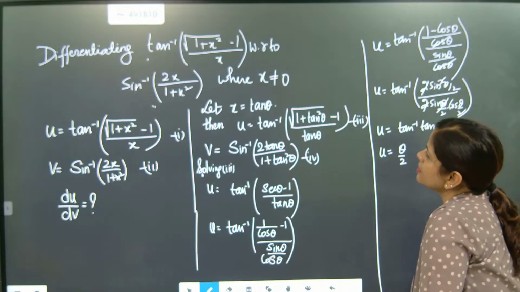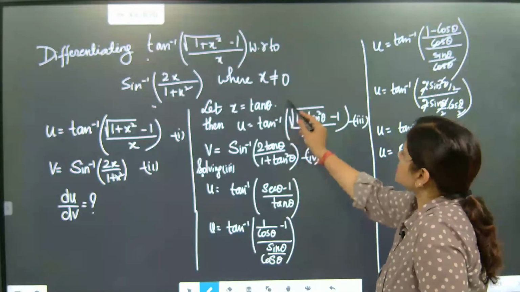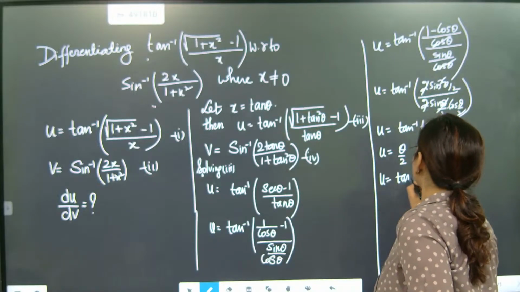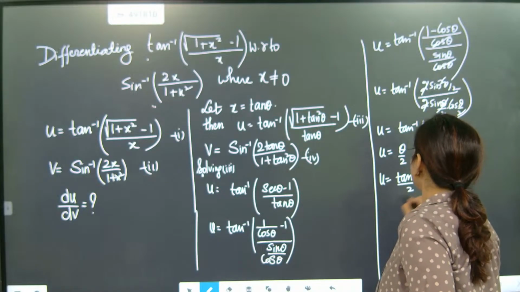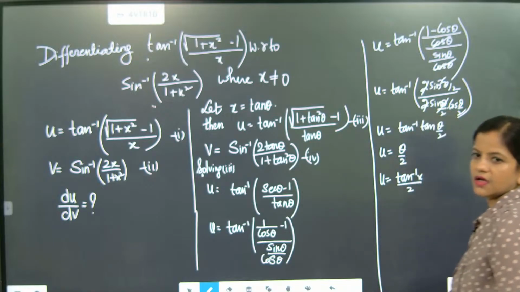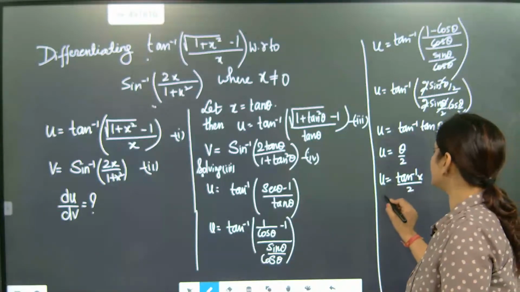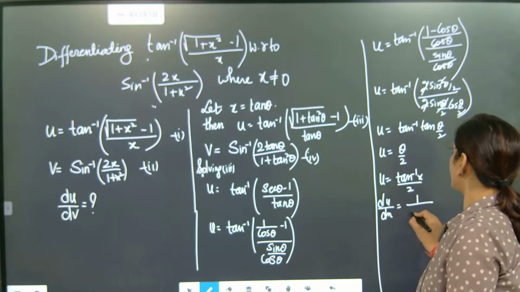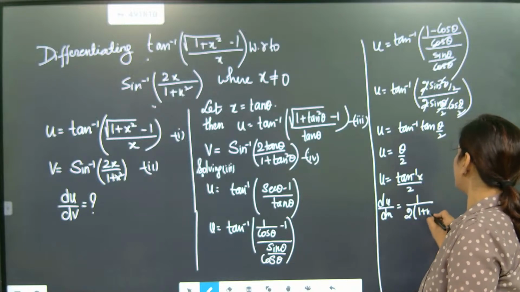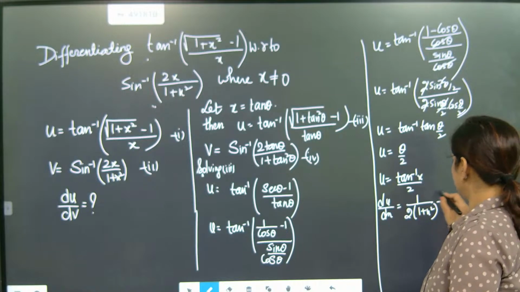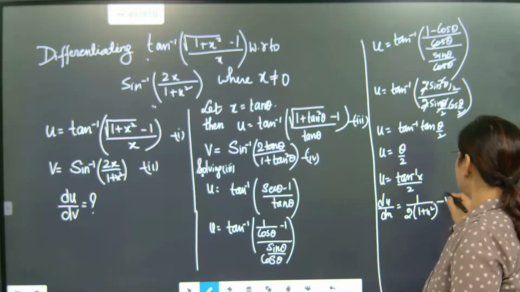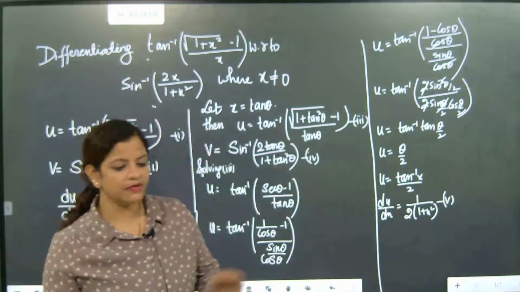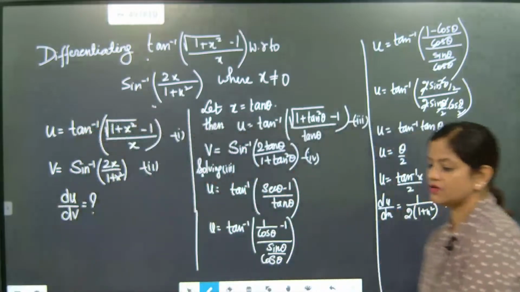What is theta? We have taken theta is equal to tan inverse x. So u is equal to tan inverse x by 2. Done? Now we will differentiate with respect to x. du by dx is equal to 1 by 2 root under 1 plus x square. Take this as equation 5. Simply we have solved the question without any complications.